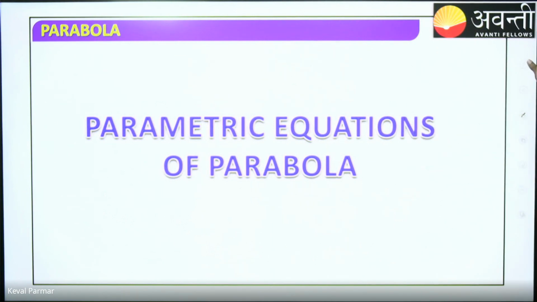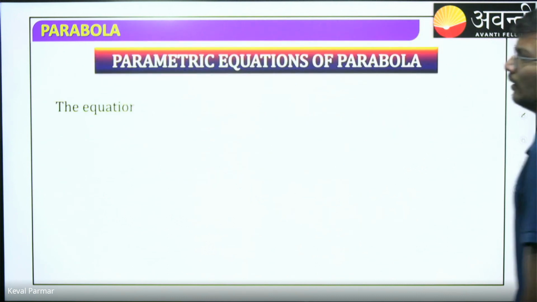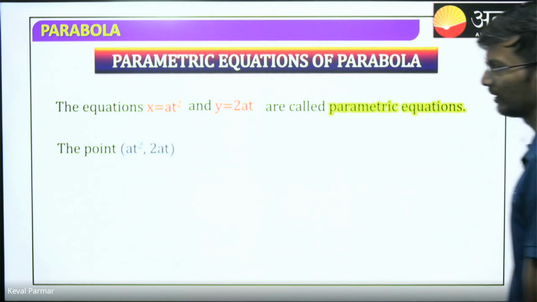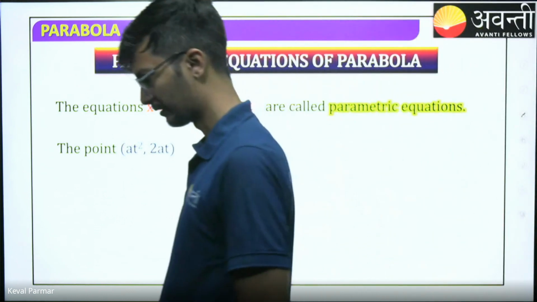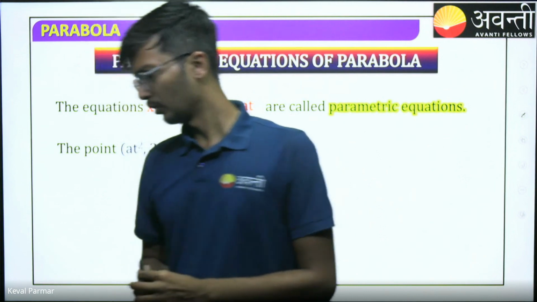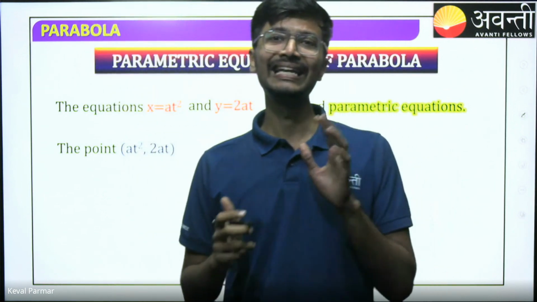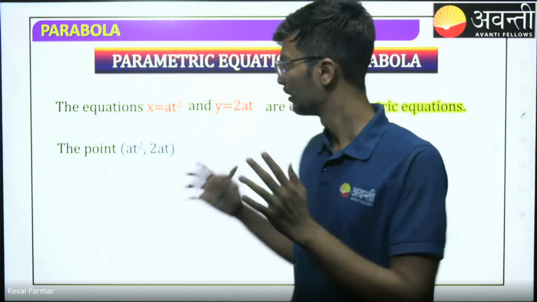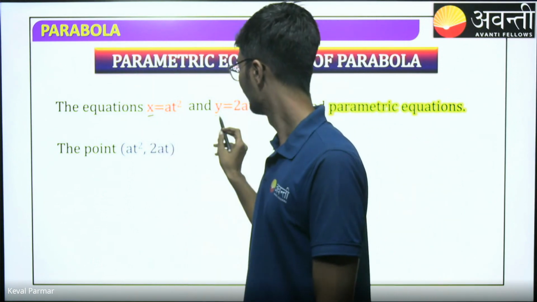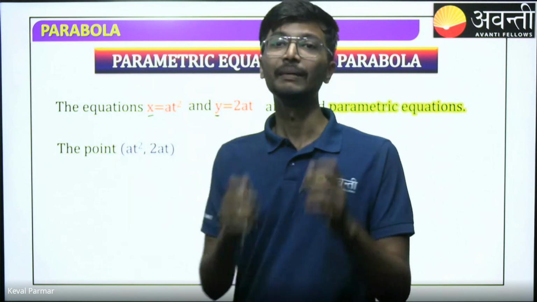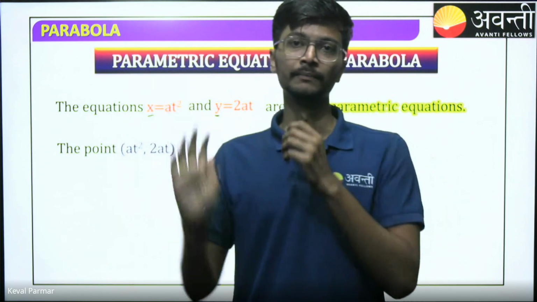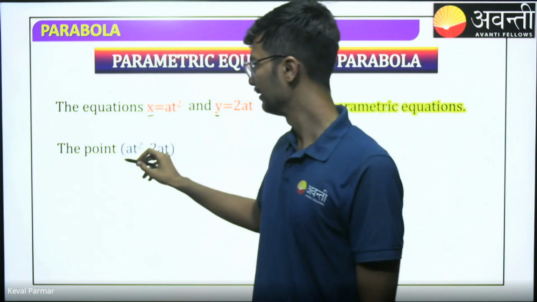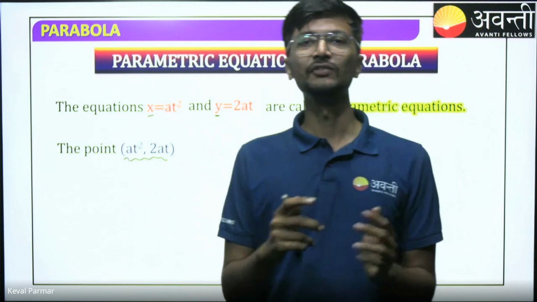Parametric equations of parabola. So the equations x equal to at square and y equal to 2at are called parametric equations. What is meant by parametric equations? The x and y coordinates are given in terms of a parameter here. The parameter is t. Correct? So that means any point on the parabola can be assumed as at square comma 2at.